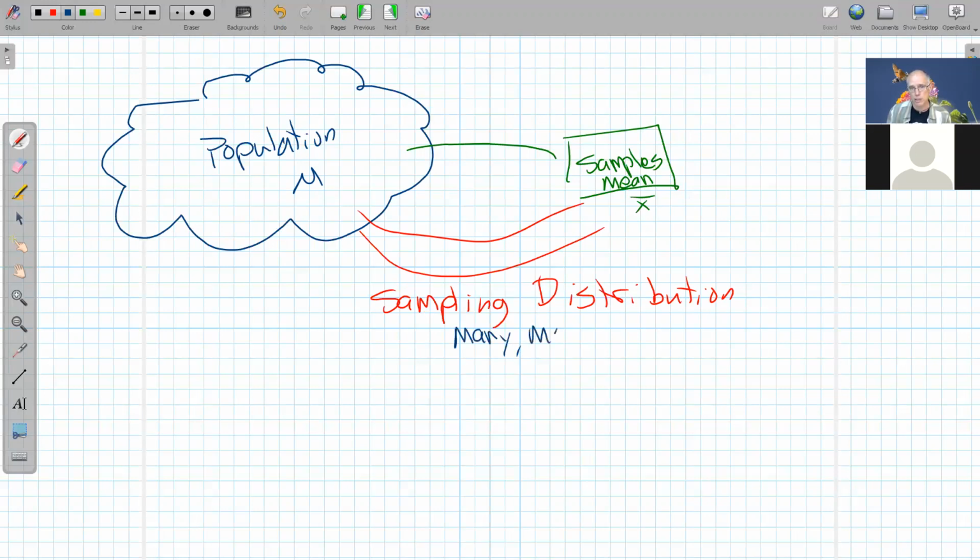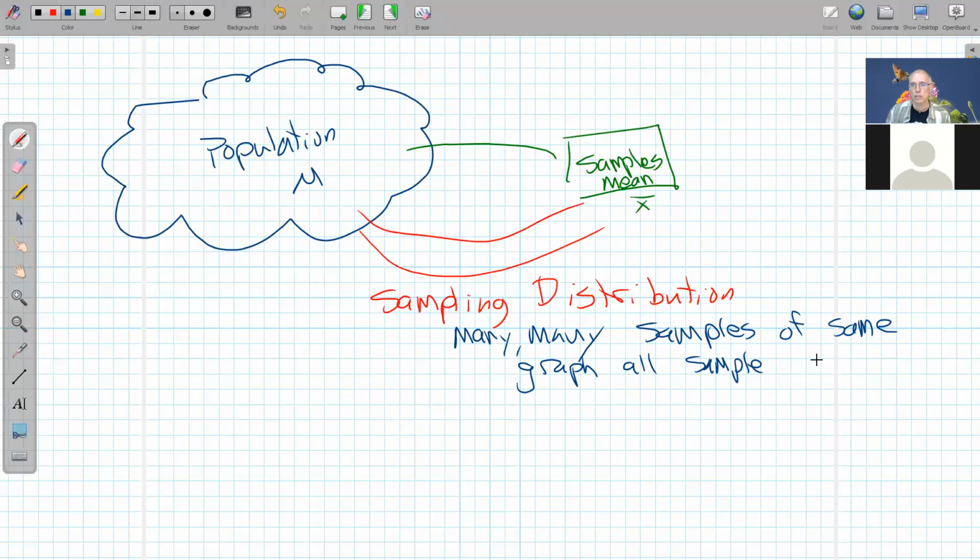So many samples of the same size. Like we were looking at many samples of 120 games. What percent did the home team win? Many samples of 31 houses. What was the average price in each of those samples? So population, that's everything out there. A sample, just one collection of data from the population. A sampling distribution is the idea of many samples, and we just graph something like the mean. Graph all sample means.